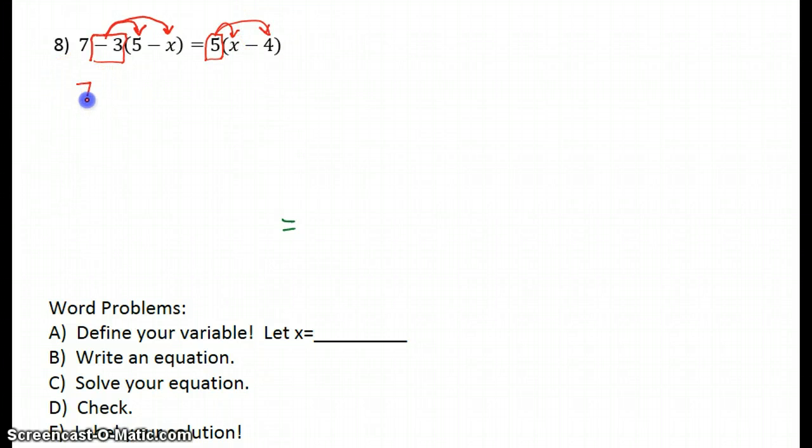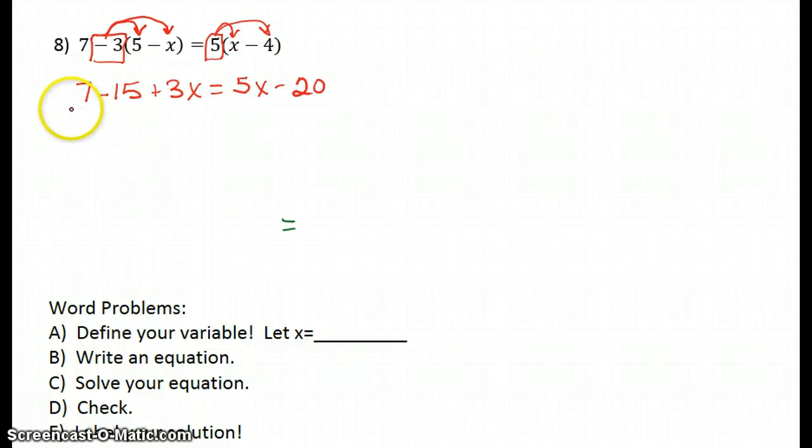So on this side we have 7 minus 15 plus 3x equals 5x minus 20. Remember to distribute to both parts and to keep the sign with it. And then once you're done with that, remove the parentheses.